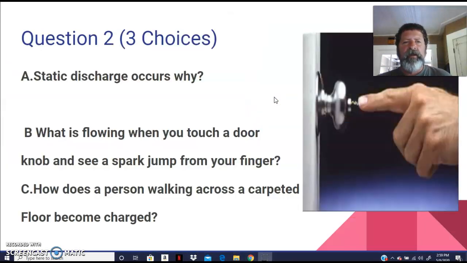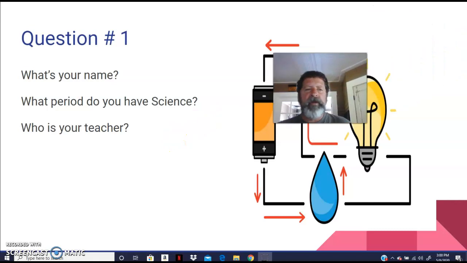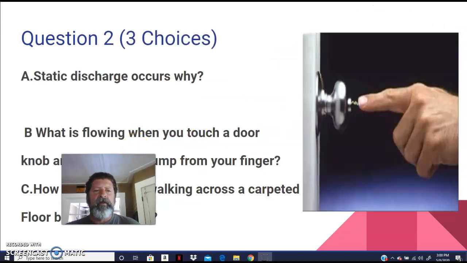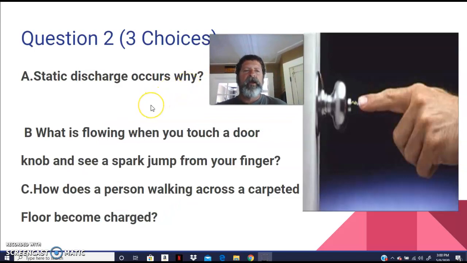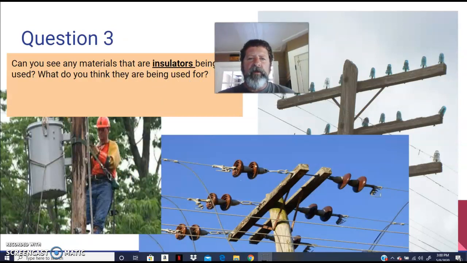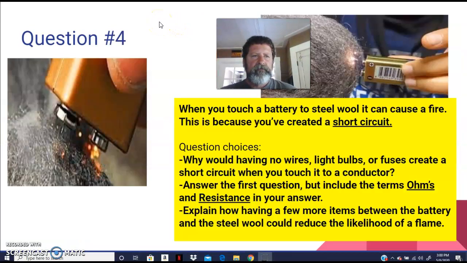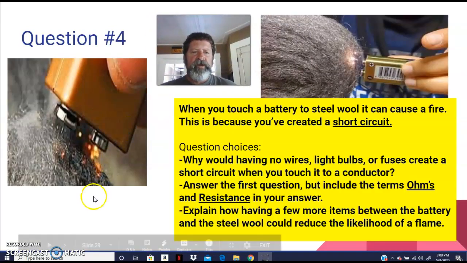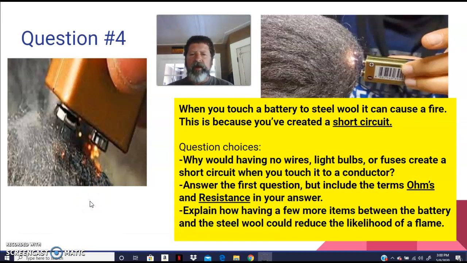So here we go. Let's go back to question number 1. What's your name? What period do you have science? Who's your teacher? Question 2. Static discharge occurs. How come? Why does it occur? Almost running out of time, so I'm kind of trying to go quick on my questions. Do you see insulators being used? What are they being used for? Question number 4 talks about touching steel wool directly with a battery, that causing a short circuit. So why would that be a short circuit, and what would you need to do to prevent it from being a short circuit if you didn't want a short circuit?